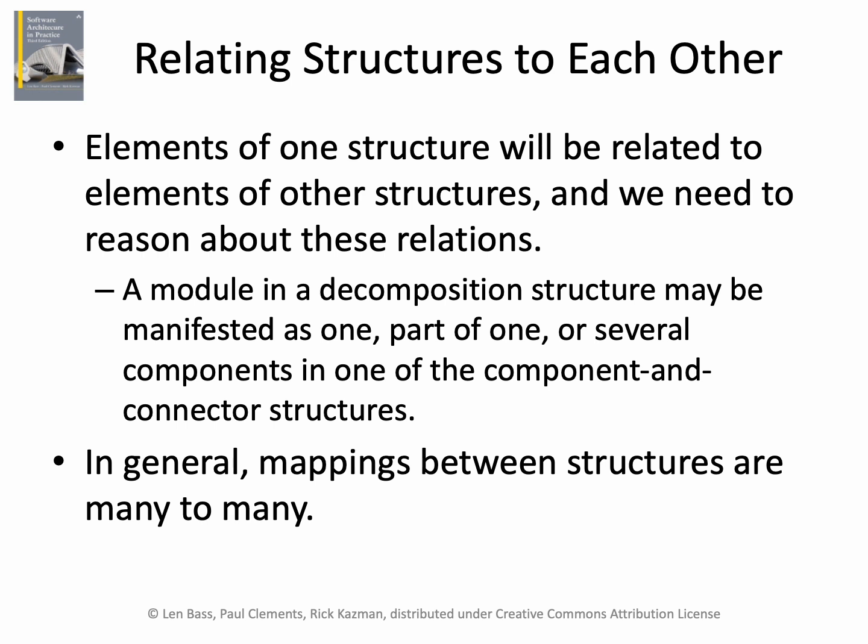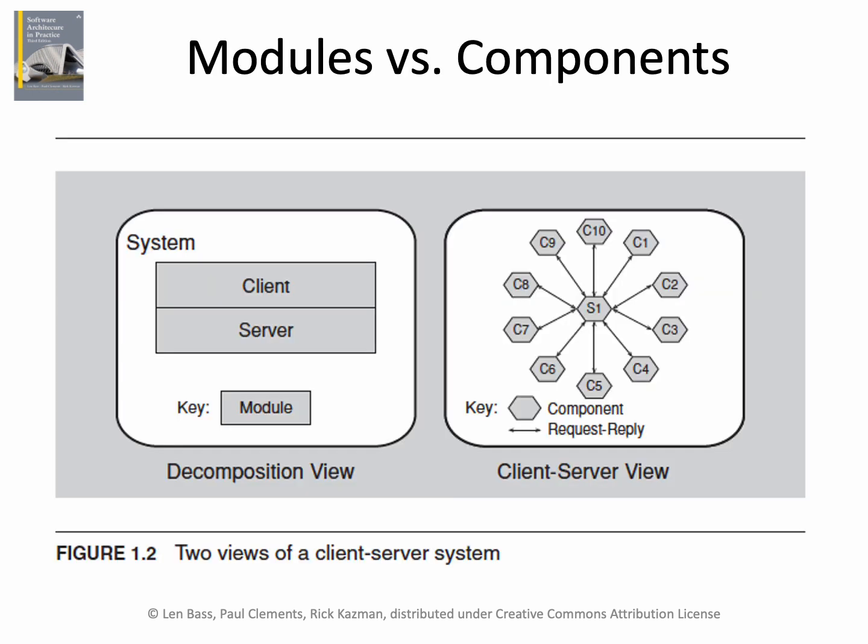Relating structures to each other. Elements of one structure will be related to the elements of other structures, and we need to reason about these relations. A module in a decomposition structure may be manifested as one part of one or several components in one of the component and connector structures. In general, mappings between structures are many to many. So one to one, one to many, and many to one are few relationships in the systems architecture or deployment architecture or software architecture.